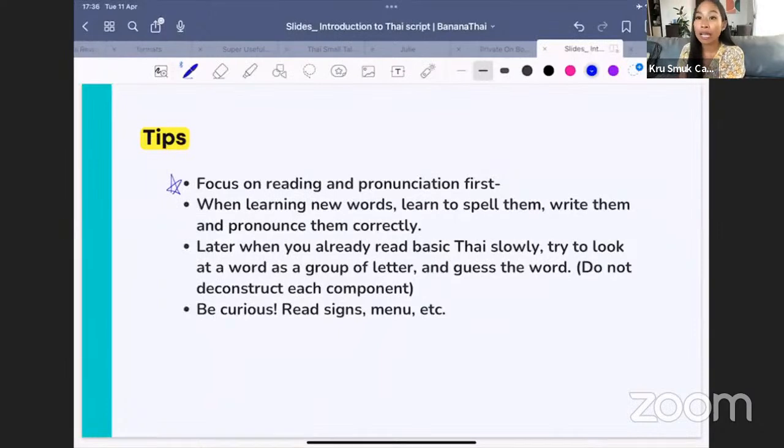focus on reading and pronunciation first. What I mean by that is when you learn how to read and write, do not learn the meaning of the word as a priority.